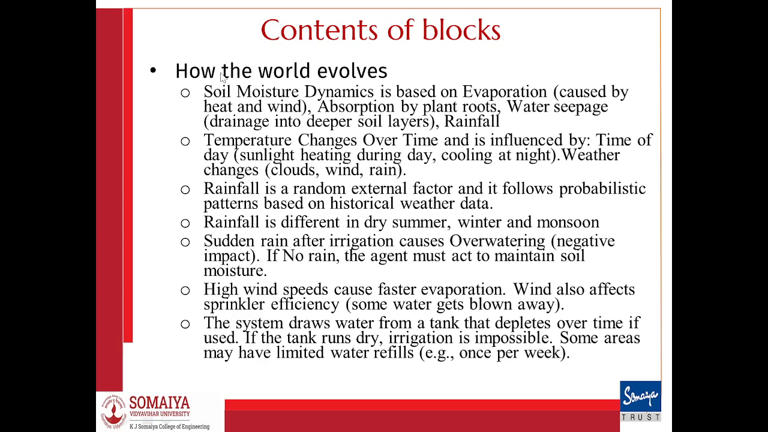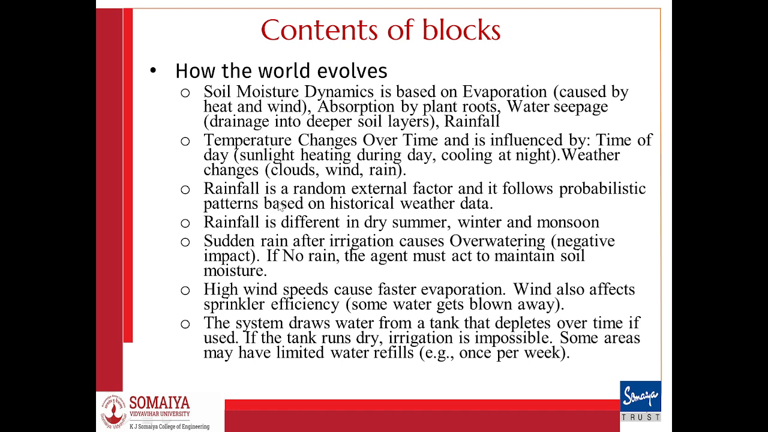Starting with how the world evolves with and without the agent, the agent must have information regarding various parameters, such as the soil moisture dynamics and its connection with evaporation, then different plants and how much water they absorb, then the water seepage, etc., the rainfall in that area or unpredictable rainfalls, etc. Then how the temperature changes with season, with time, and so on.